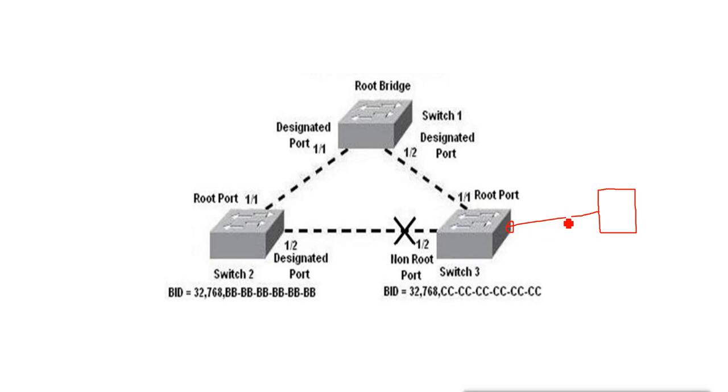When you connect any device to your Cisco switch, it will not directly enable the port. It goes through these different states. The first state is the blocking state, then it goes to the listening state, then the learning state, and then the forwarding state. These are the different states of every port on the switch.